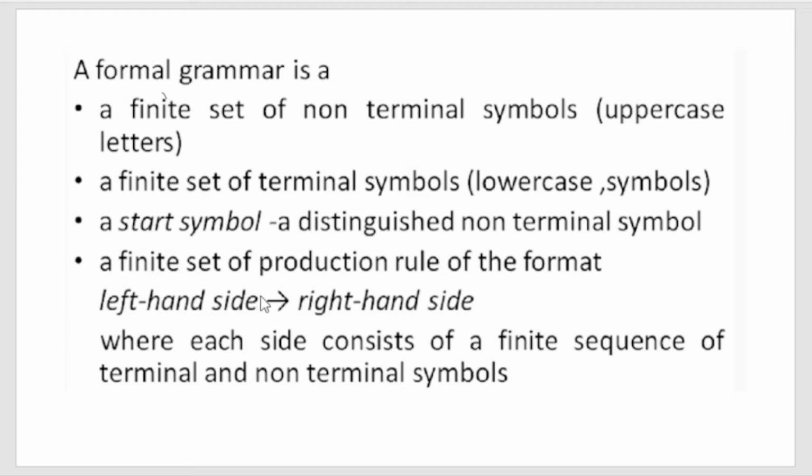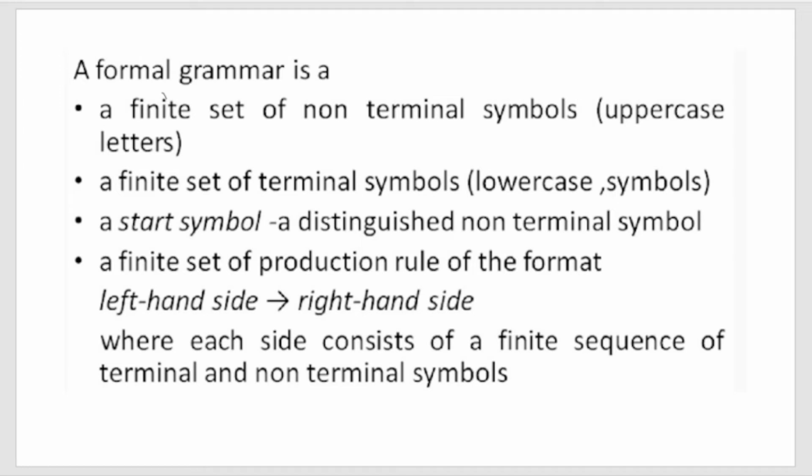P is the set of all production rules. In formal languages, the production rules are used to derive a string or sentence. It has the general format of the left-hand side symbol deriving the right-hand side symbol. The left-hand side and right-hand side symbols can be terminals and non-terminals.